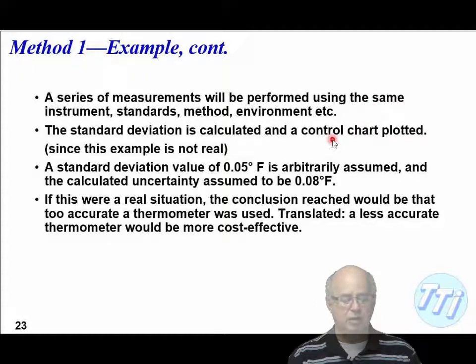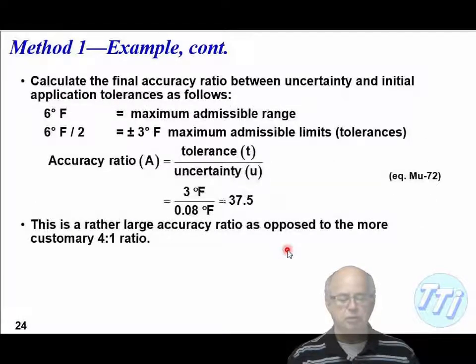We find the standard deviation from the control chart. Remember, this is just a fictitious example, not a real one at this stage. And we find that the standard deviation of the values is 0.05 degrees Fahrenheit. It's arbitrarily assumed; we found it from our pretend experiment. We want the uncertainty from that, and we calculate that to be 0.08 degrees Fahrenheit. And so we conclude that, yep, this is going to give us the accuracy we need, but it's going to be a very expensive type of solution.